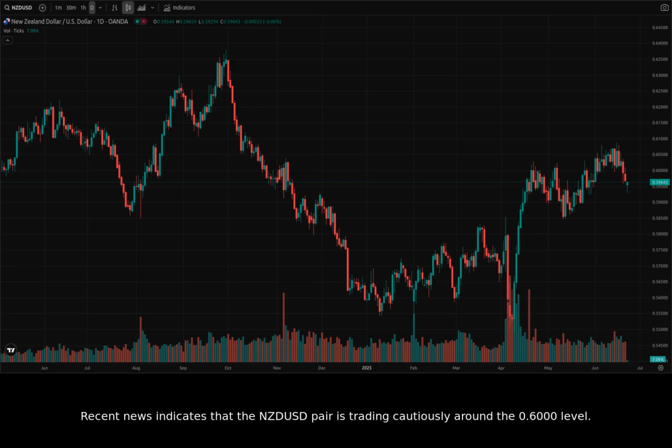Recent news indicates that the NZDUSD pair is trading cautiously around the 0.6000 level. We've seen reports of sideways movement as investors await clarity on various global factors. IG client sentiment shows 59% are long and 41% are short. Economies.com provides daily technical analysis of the NZD/USD currency pair, so it's worth keeping an eye on.